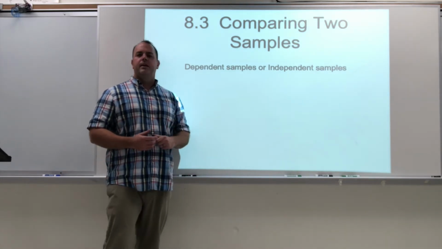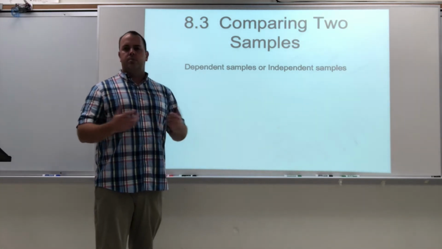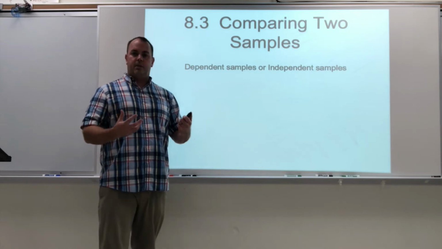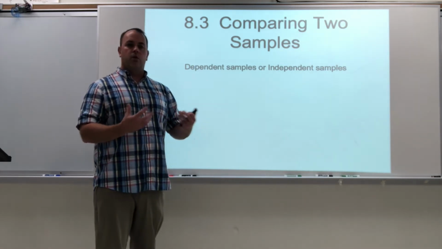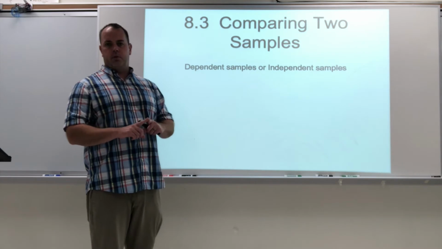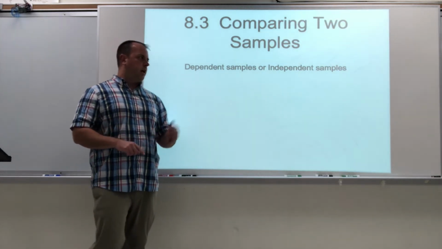The independent samples are two completely separate groups, two completely separate populations and two separate samples that you're going to be looking at. Okay, there's no real connection. You couldn't pair each person up or each observational unit up.